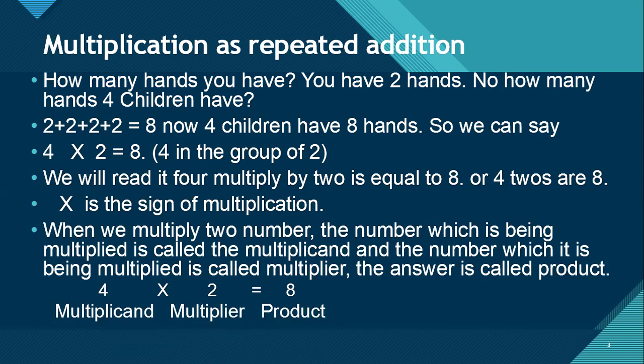So we will read it as 4 twos are 8, or 4 multiplied by 2 is 8, or the product of 4 and 2 is 8. All are the same. I hope there is a clear understanding of multiplication as repeated addition. Why are we saying repeated addition? Because we are adding the same number many times. That's why multiplication is called repeated addition.